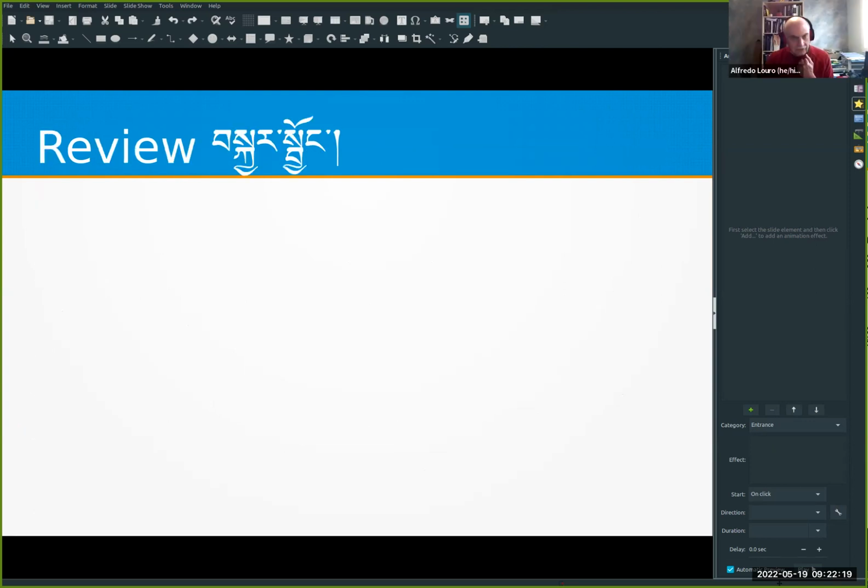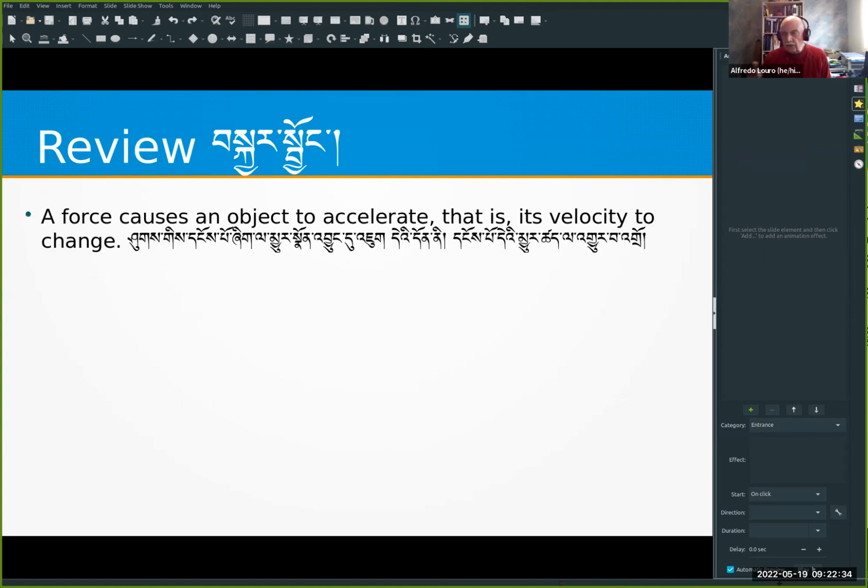Okay, good. So much for those questions. So before we continue, I just want to review very quickly what we learned yesterday. So first of all, a force causes an object to accelerate. There's a cause and effect relationship here. And to accelerate means its velocity changes.